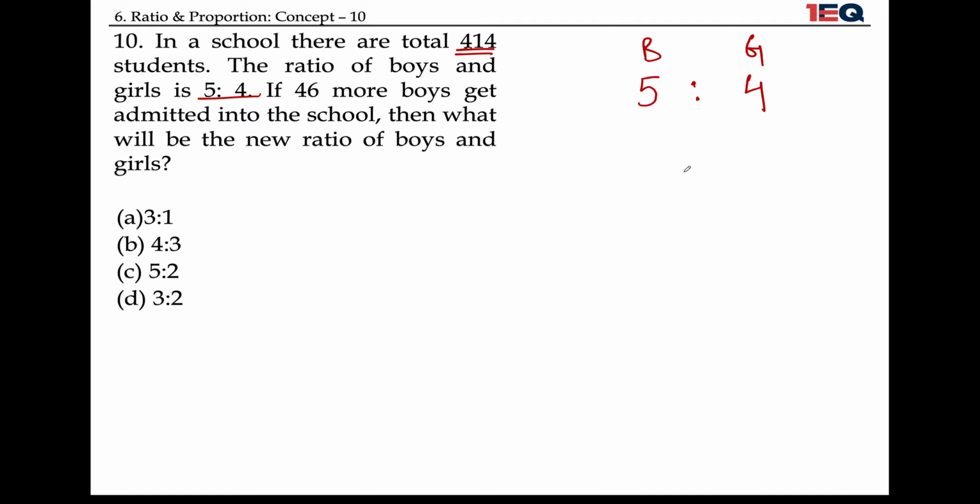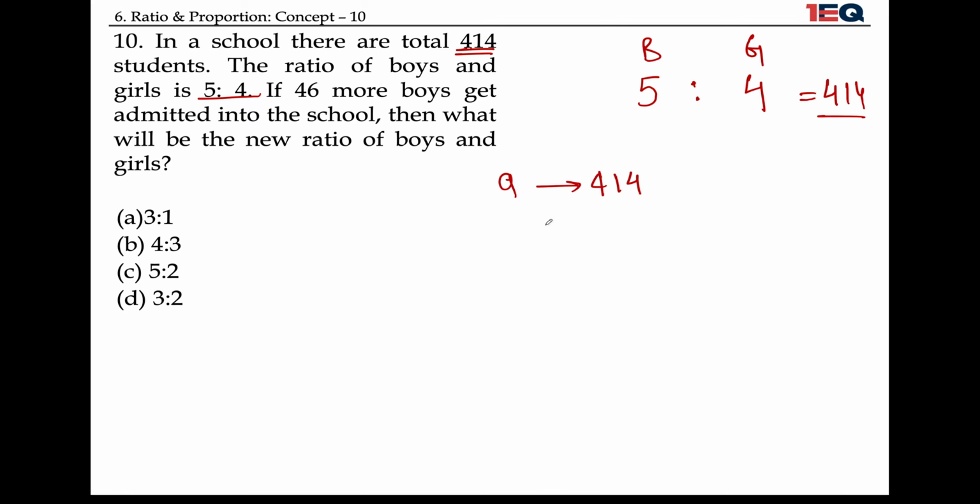Now, our cross multiplication thing would not be applied over here. I'll simply tell you why. Because B is to G is 5 is to 4, and the total of this is already given as 414. 5 is to 4, 5 plus 4 is equal to 9. So the value of 9 has already been given as 414.